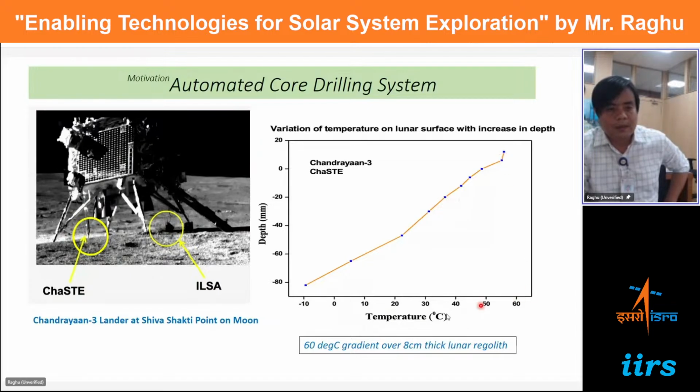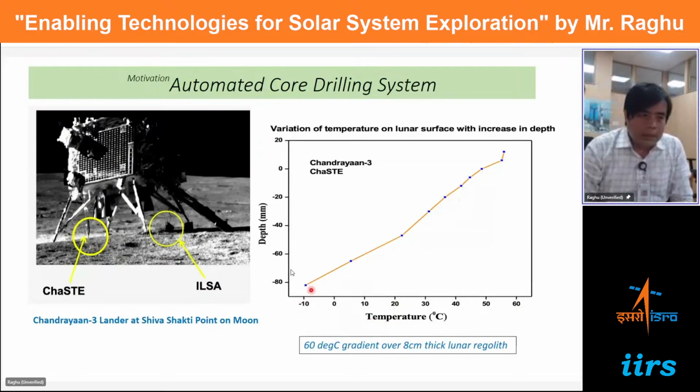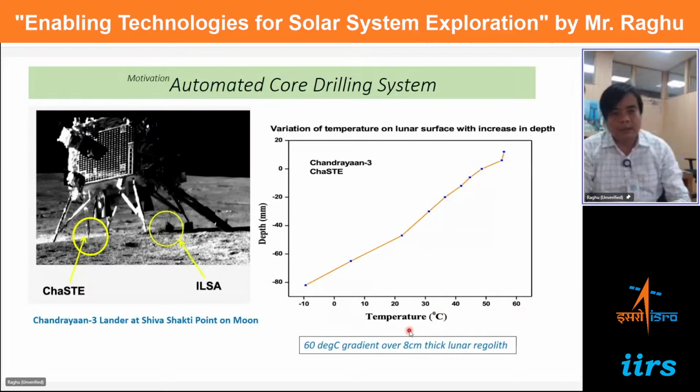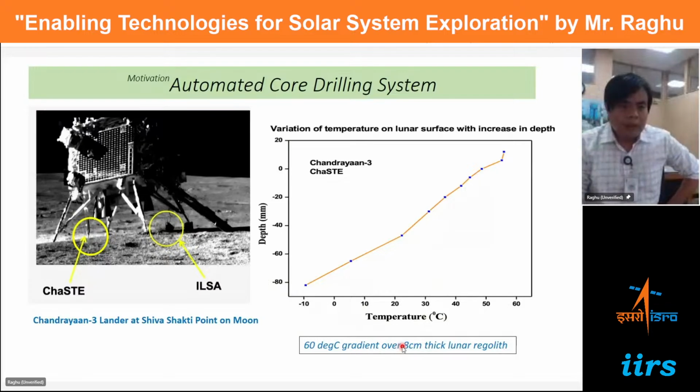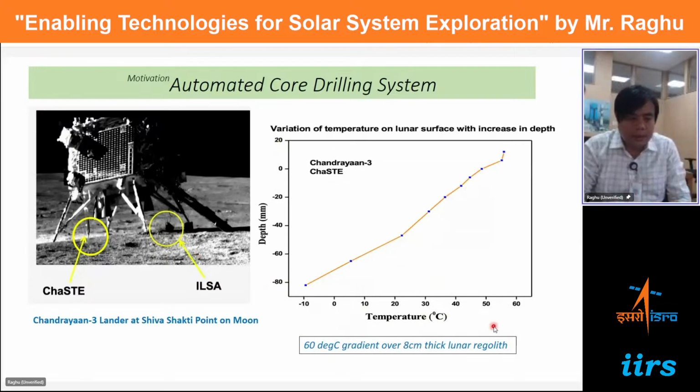If you see here, from 0 to 80, within an 8 centimeter distance, there is a temperature difference of around 70 degrees, from about 60 to minus 10. So around 10 centimeters, it will be around that 70 degrees. So it says that there is a temperature variation.